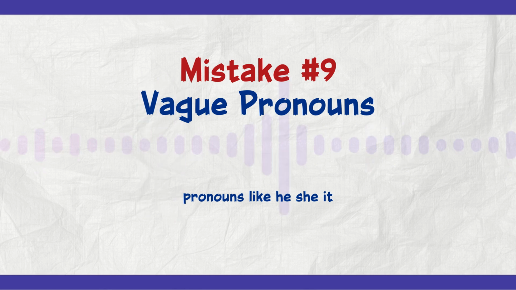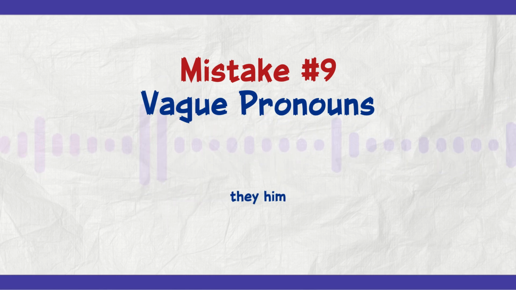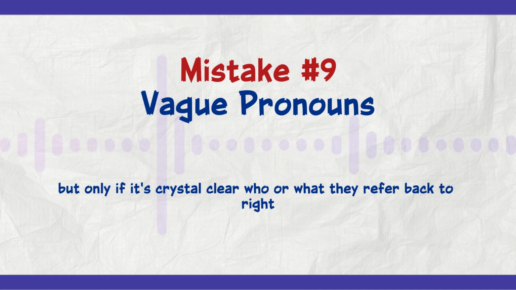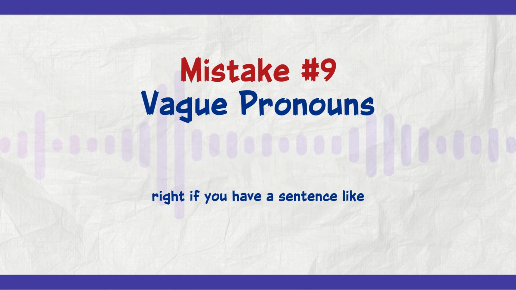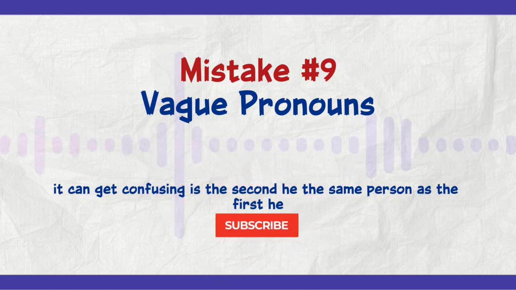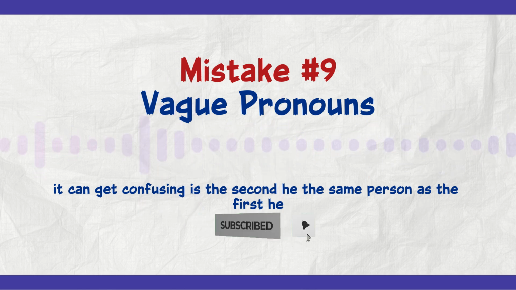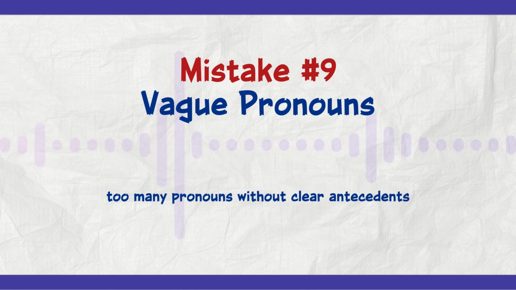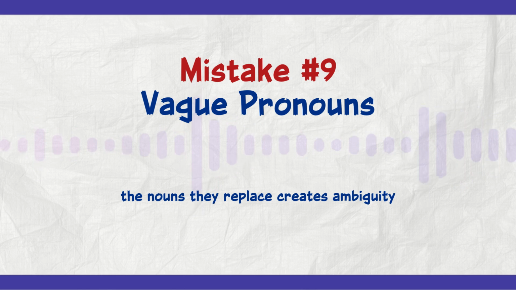Pronouns like he, she, it, they, him, her, them are great shortcuts, but only if it's crystal clear who or what they refer back to, right? Right. If you have a sentence like, he gave the book to her after you finished reading it, it can get confusing. Is the second he the same person as the first he? Who is her? What is it exactly? Too many pronouns without clear antecedents, the nouns they replace, creates ambiguity.